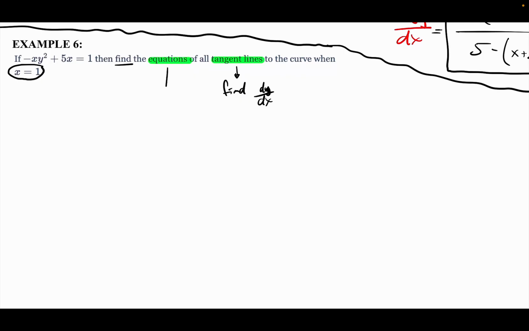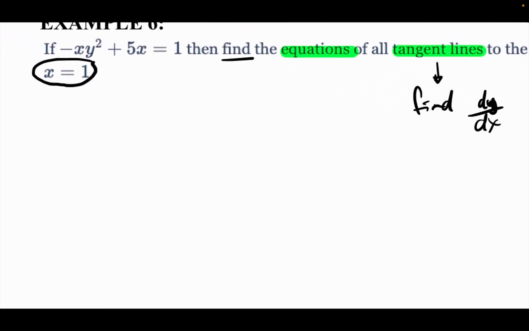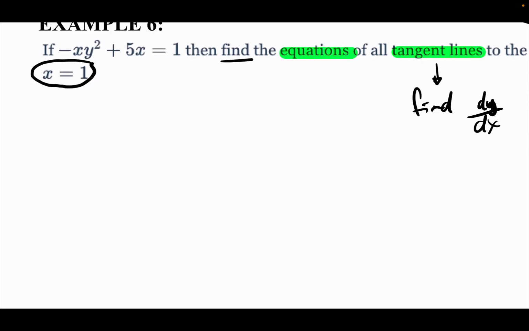Equations of lines. Y minus y1 equals slope times x minus x1, right? That's the guy we need to fill out. So I'm going to put that over here. But they also said equations, so there might be more than one. Okay, we'll get to that when we get to that. But for right now, I already know my x, right? It says x equals 1. Boom. Okay? So the first thing is first, I need to find the derivative of this guy here.